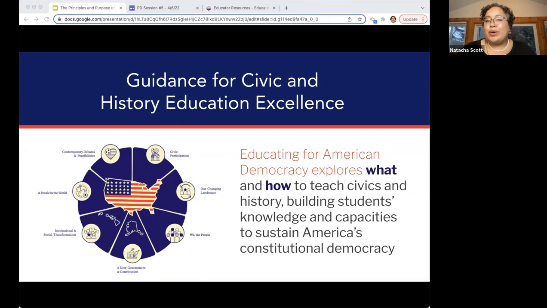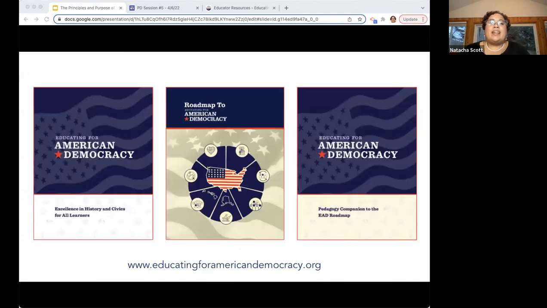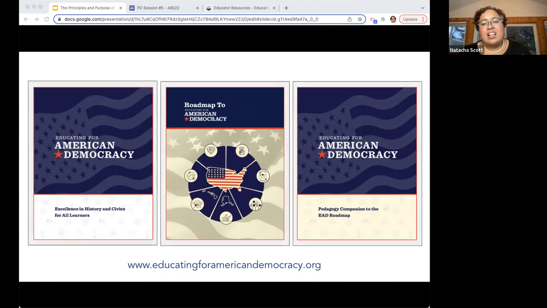In just a moment, we're going to dive into the 7 themes that are organized across 4 grade bands: K-2, 3-5, 6-8, 9-12. As we talk throughout our session, you'll hear us reference some of the core documents for EAD, which includes the EAD report, which contains the theory, the rationale, and approach to the roadmap; the EAD roadmap, which contains the 7 themes across 4 grade bands; and finally, the pedagogy companion, which describes the 6 pedagogical core principles in that document.